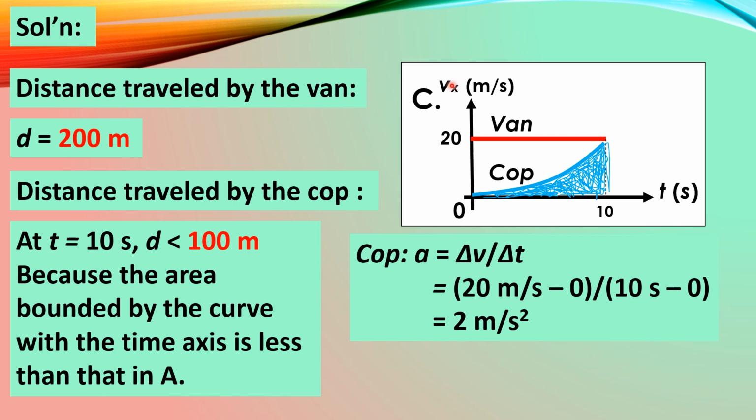So just like in option A, this graph in option C doesn't represent a complete scenario of the given situation.